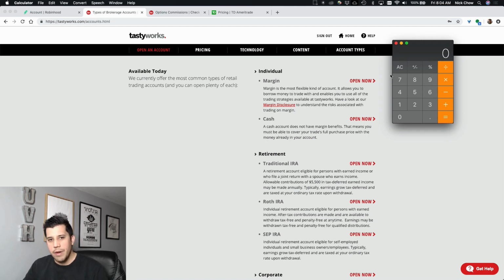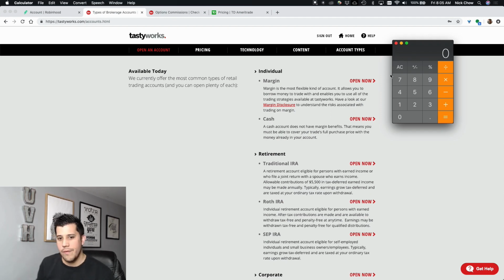So if you have a cash account, I'm going to repeat this again because it's really important. If you have a cash account, you're only able to buy and sell options. You won't be able to do vertical spreads. You won't be able to do iron condors. You won't be able to do anything fancy. So that's the catch. You're only able to buy calls and buy puts. So you can get around the PDT rule.